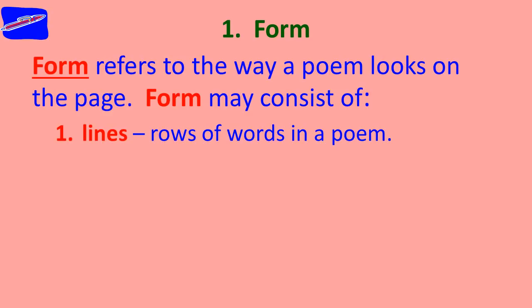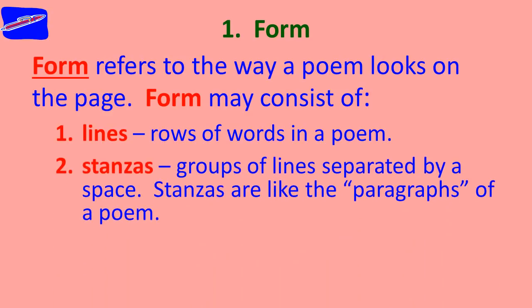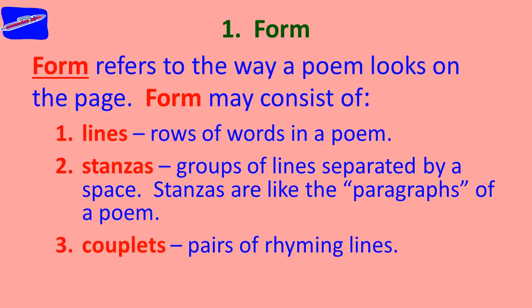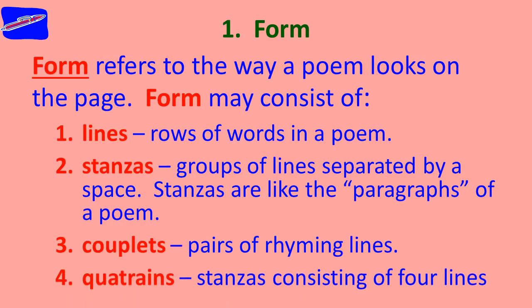When lines are grouped together, we get our second element of form, which is a stanza. Stanzas are groups of lines in a poem separated by a space. Stanzas are like the paragraphs of a poem. Stanzas can vary in length depending on the whims of the author, but there are some names for different types of stanzas. One type of stanza is the couplet, which is simply a pair of lines that rhyme. Another common type of stanza is the quatrain, which is a stanza consisting of four lines. Quatrains usually rhyme, but not always.